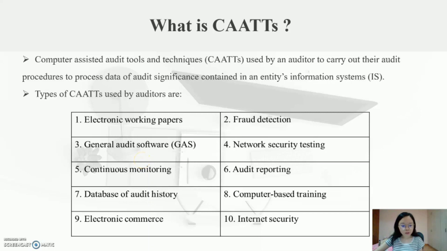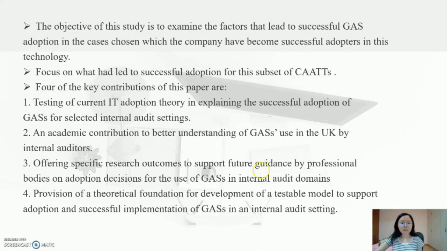That is software that contains a series of computer programs that can help the auditor read the computer file. They can select the desired file contained in the computer and perform repetitive calculations, and some CAATs have programs designed to help auditors print the desired report in the auditor's specific format. So the main objective in this paper is to examine the factors that can lead to successful GAS adoption in the case chosen, where the company has become a successful adopter of this technology.